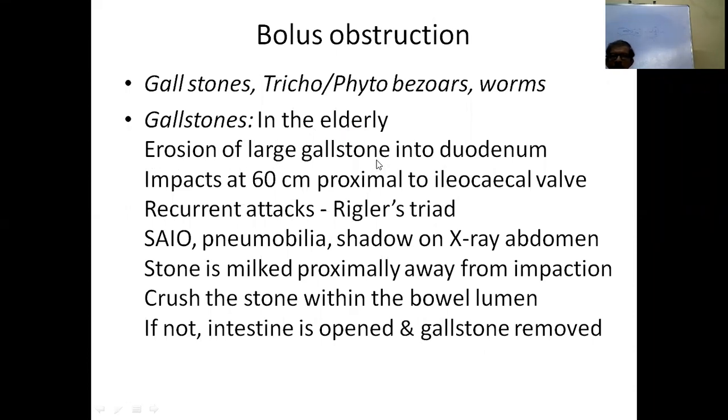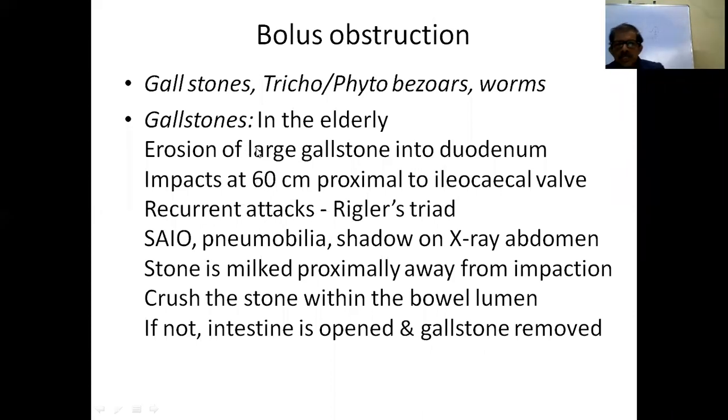gallstone from the gallbladder. Already the gallbladder and the duodenum get adhered together because of inflammation. Then the gallstone will erode the wall of the gallbladder and duodenum directly. It will go into the duodenum. Because the duodenum is wider, it will slide distally to 60 centimeters from the ileocecal valve, which is the narrowest portion. I will go on telling about this.